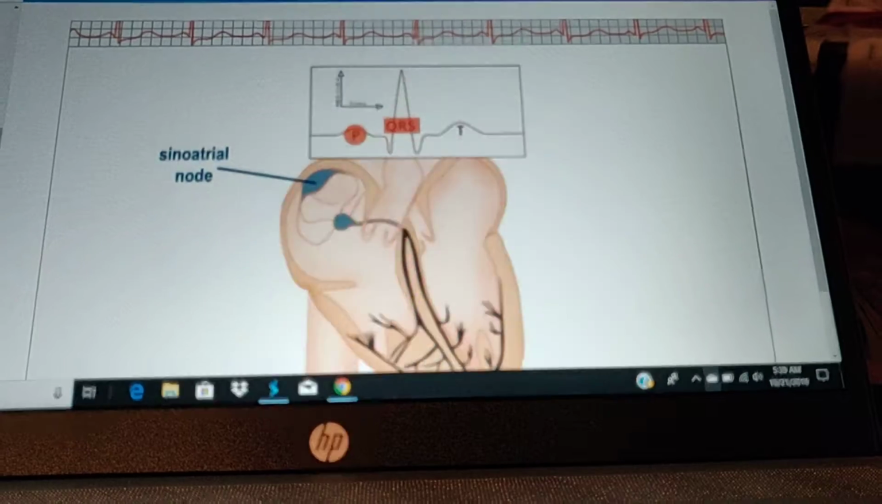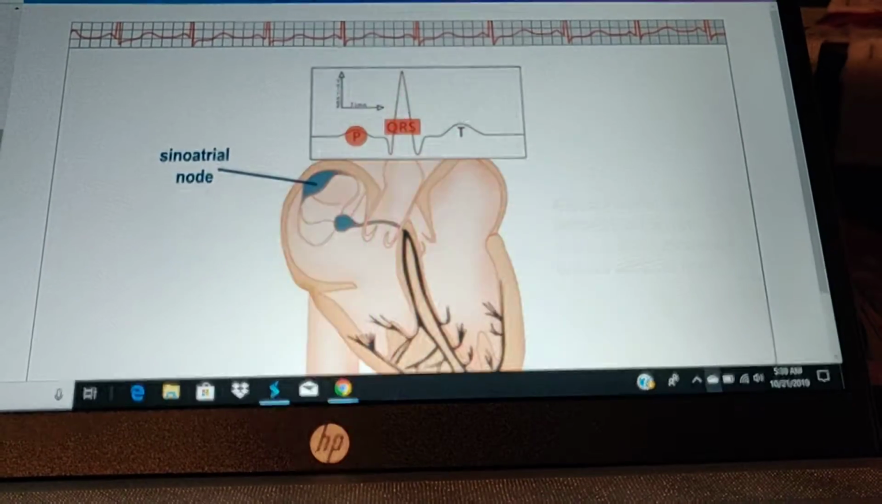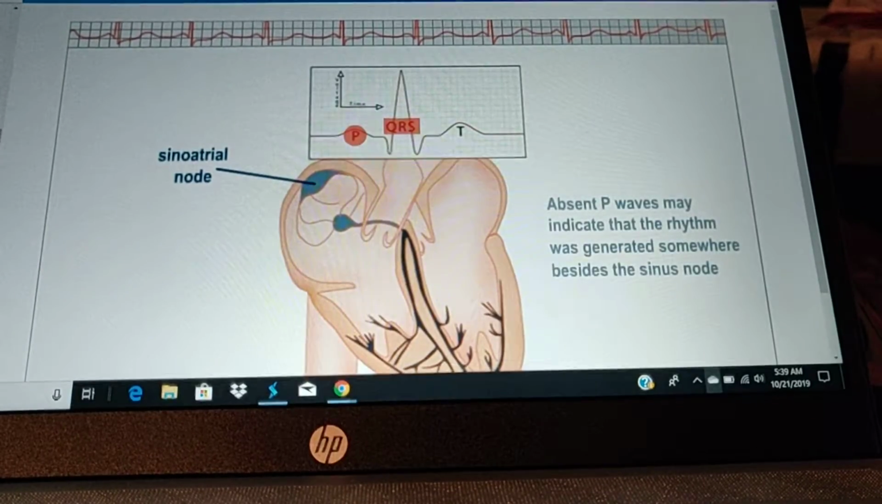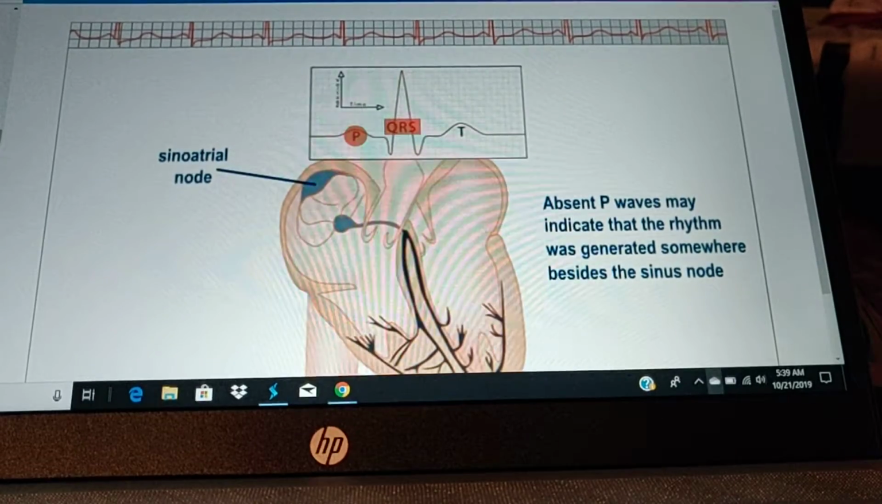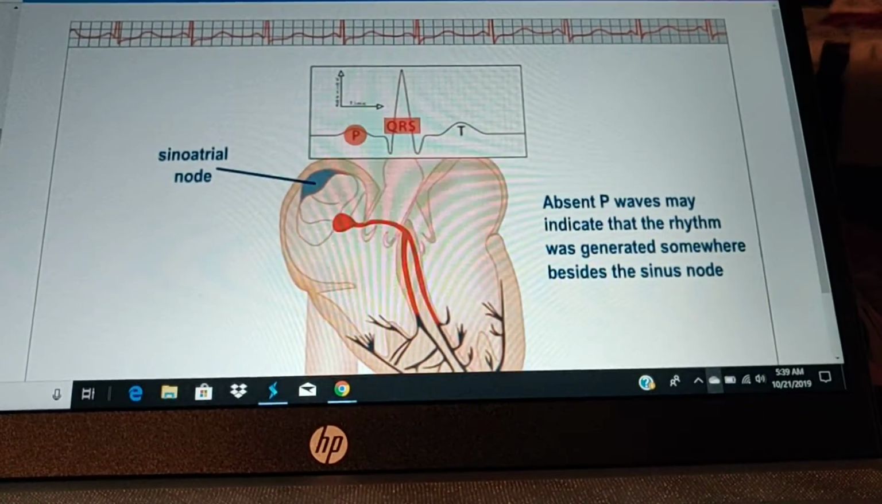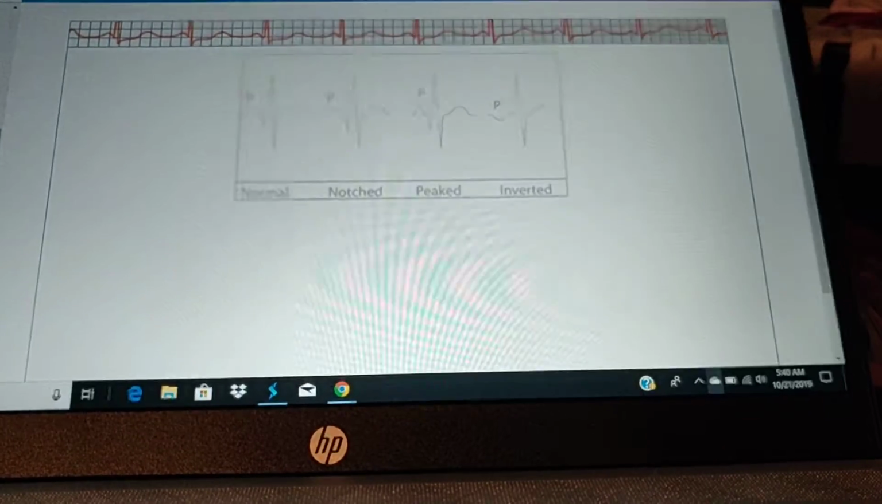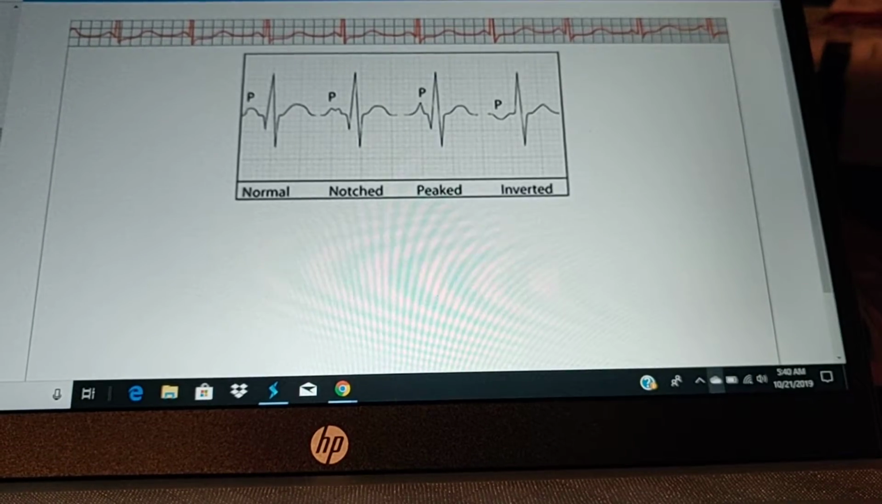P waves may be hard to detect. If they are absent, it may indicate that the rhythm was generated somewhere besides the sinus node, possibly in the AV junction. P waves can also present in several ways.